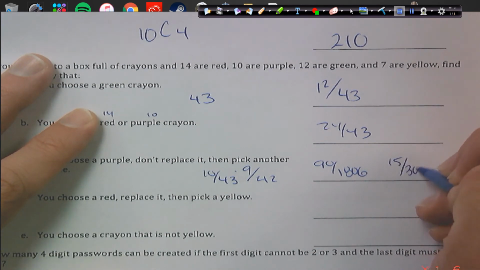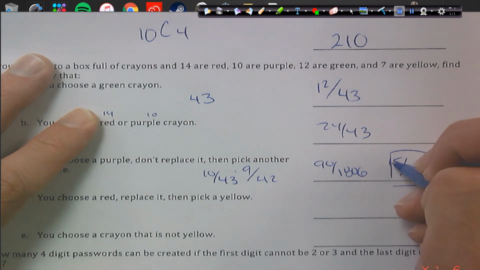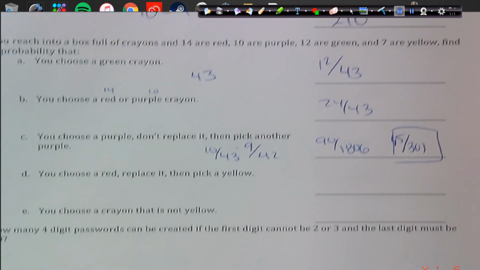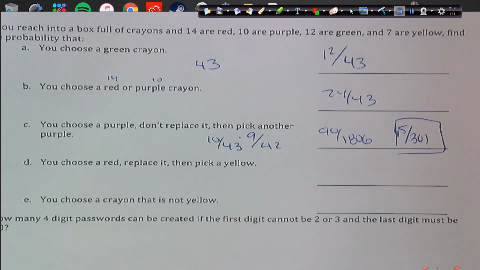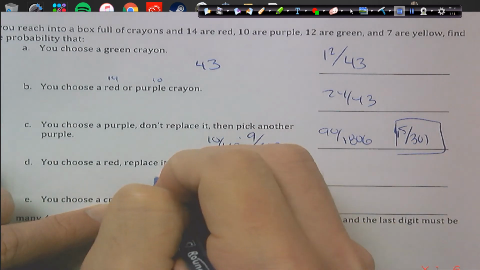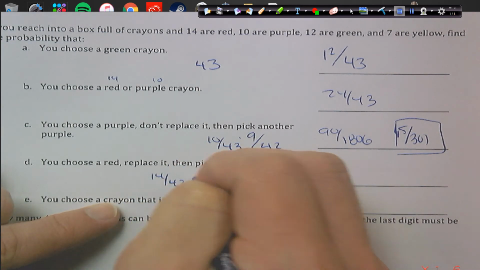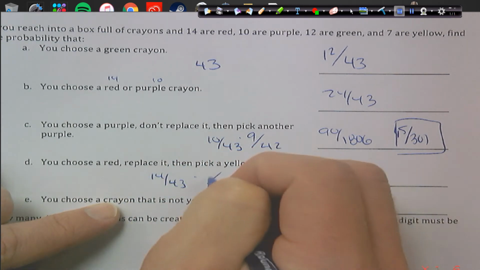And looks like we can. We'll want to go with that. That's a 15, I apologize. 15 over 301. You choose a red, replace it, then pick a yellow. So we're going to have 14 over 43. And then we still have 43 because I replaced it, but I'm picking a yellow.